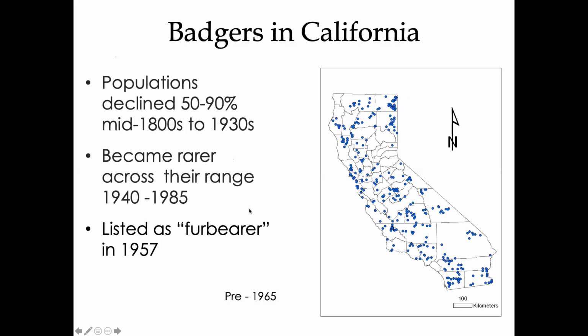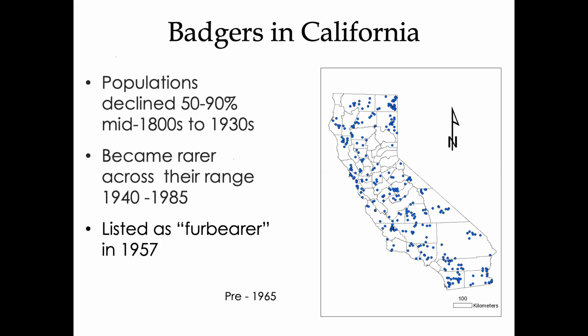Now this map is showing some of Grinnell's occurrence data, supported by some other data that was collected between his data and up until 1965. And Grinnell first documented population decline from the mid 1800s to the 1930s, and he estimated that they declined by at least 50 to 90%. And across the following decades, they became even rarer across their range, looking from 1940 to about 1985.